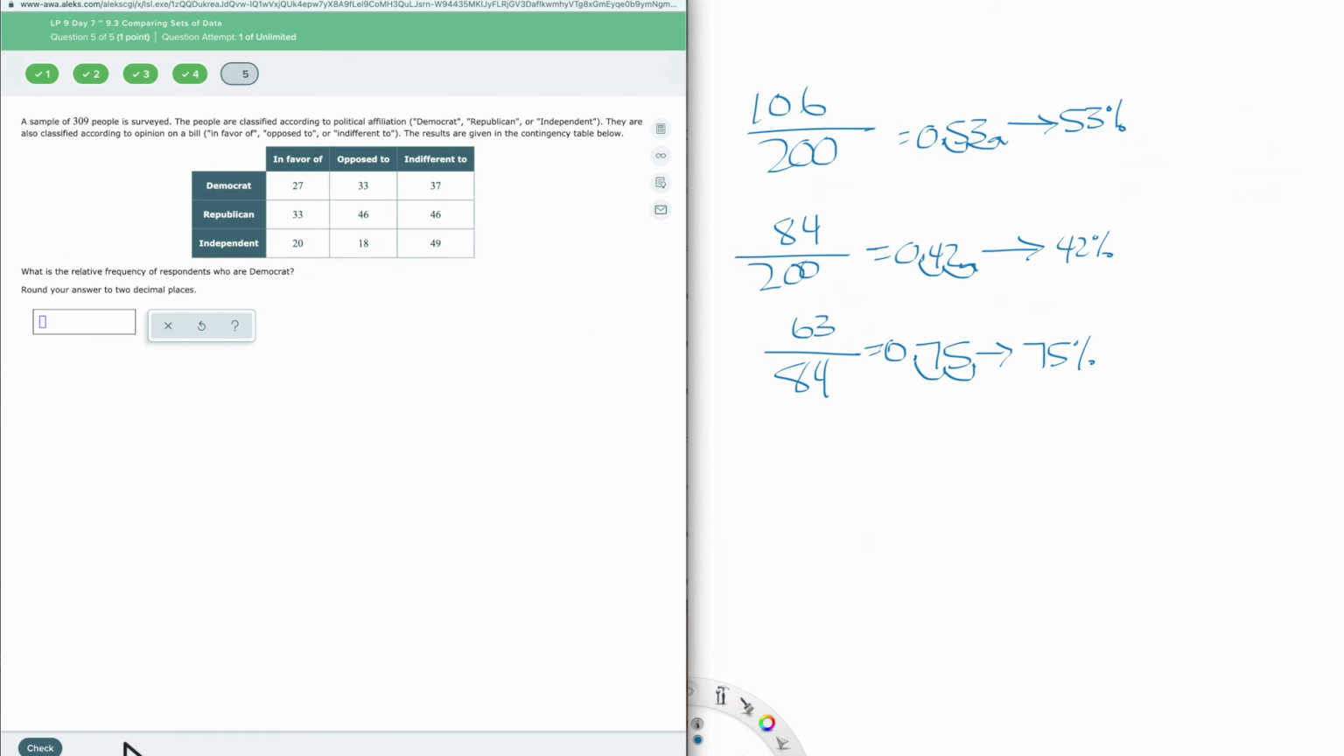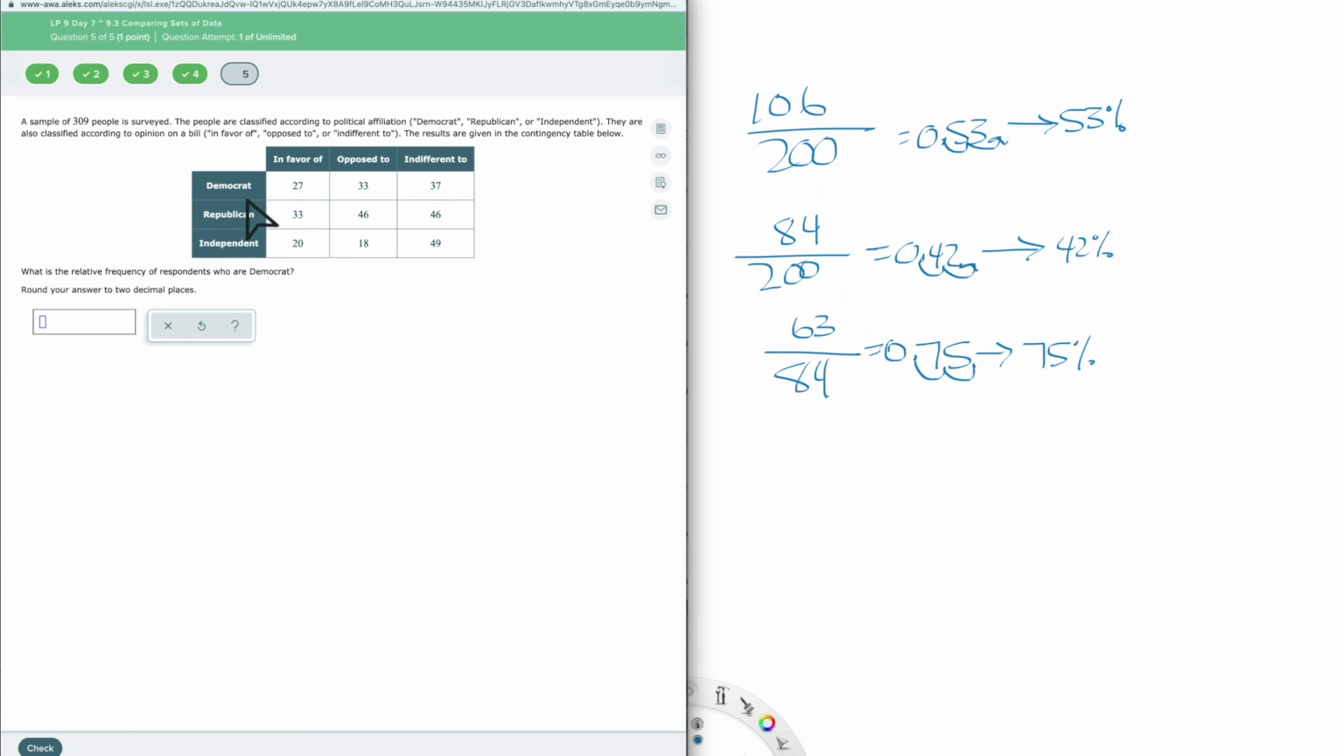What do we see? All right, so a sample of 309 people is surveyed. The people are classified according to political affiliation, so Democrat, Republican, or Independent. They are also classified according to opinion on a bill, in favor of, opposed to, or indifferent to. So the results are given in a contingency table below. So we have, here's the favor of the bill, so in favor of, opposed, and indifferent to. Democrat, Republican, or Independent are down along the side.